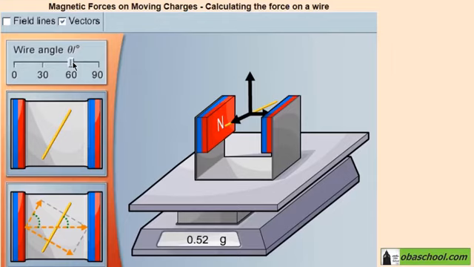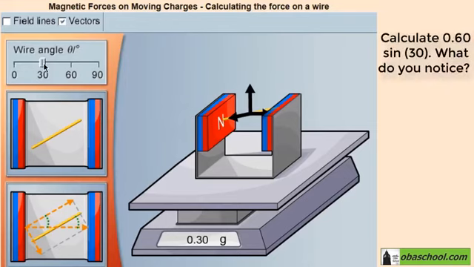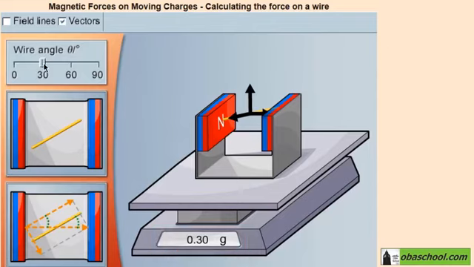Now let's change the wire angle to 30 degrees and look at the balance reading and the length of the component of B perpendicular to the wire. Calculate 0.60 sine 30. What do you notice? Yes, the balance reading and the calculated value are the same, which has a value of 0.30 grams.